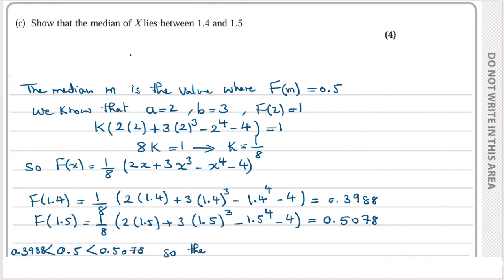So we conclude that the median lies between 1.4 and 1.5, as the question wanted us to show.